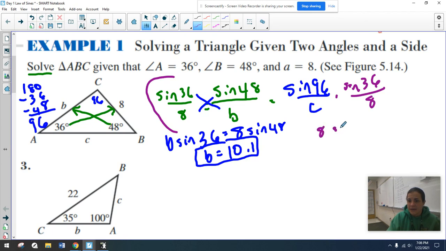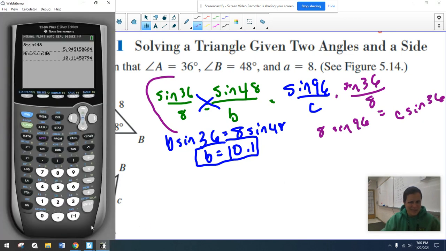So I got 8 times the sine of 96, and then I've got c times the sine of 36. So in this one, I'm going to multiply 8 times the sine of 96. Sorry, my handwriting's really bad tonight. And I'm going to hit enter, and then I'm going to divide it by the sine of 36. Okay, so that's going to give me about 13.5 for my little c.